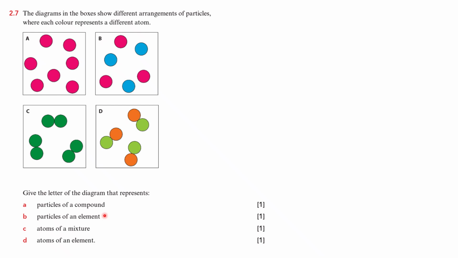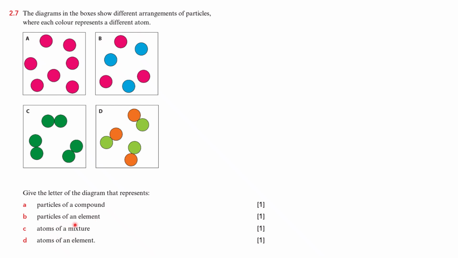So whenever we have different atoms present in a system and those atoms are chemically bonded, we call that particular substance a compound. Among all these four images, only in B and D do we have different atoms present in the system. But in B, there is no chemical bonding. They're just present. In D, there are different atoms chemically bonded together. This means this image represents particles of a compound.